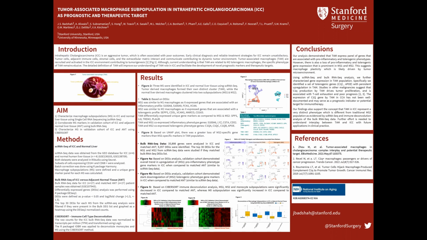Studies in other malignancies suggest that C1q production does drive tumor proliferation and is associated with T-cell exhaustion and poor prognosis. The expression of C1q is not that well documented in cholangiocarcinoma and may serve as a prognostic indicator or potential target for immunotherapy. In summary, we were able to show that TAMs in ICC represent a very distinct phenotype, which is different from the traditional M2-like macrophages.